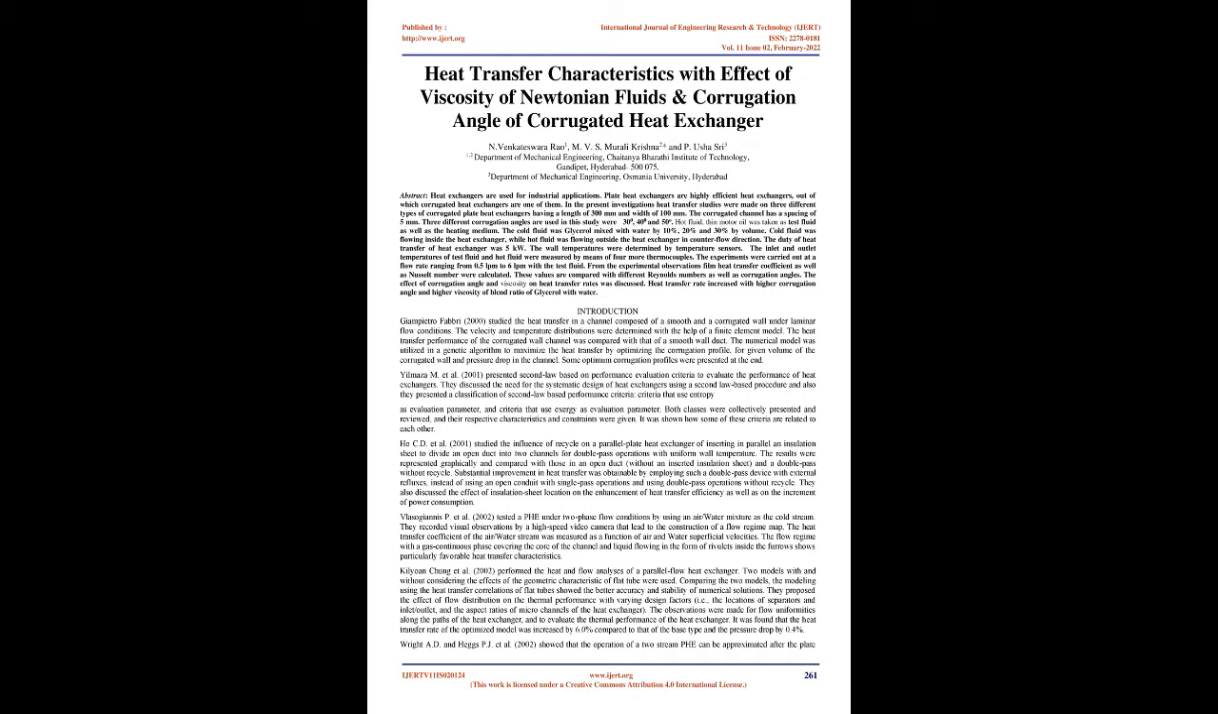Introduction. Giampietro Fabbri, 2000, studied the heat transfer in a channel composed of a smooth and a corrugated wall under laminar flow conditions. The velocity and temperature distributions were determined with the help of a finite element model. The heat transfer performance of the corrugated wall channel was compared with that of a smooth wall duct. The numerical model was utilized in a genetic algorithm to maximize the heat transfer by optimizing the corrugation profile, for given volume of the corrugated wall and pressure drop in the channel. Some optimum corrugation profiles were presented at the end.